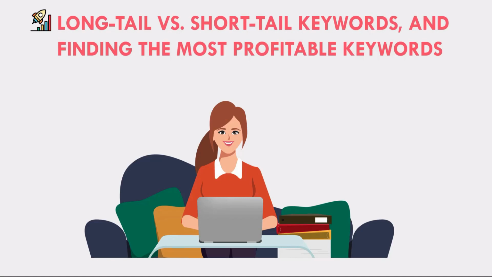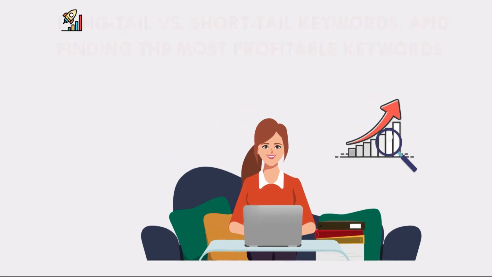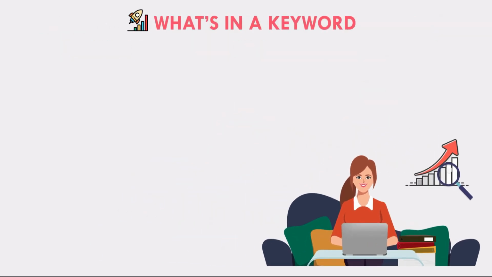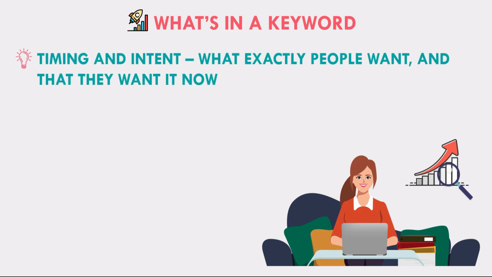In this video, I want to explain to you the difference between long-tail keywords versus short-tail keywords and finding the most profitable keywords to target. So what's in a keyword? A keyword contains two things: timing and user intent.